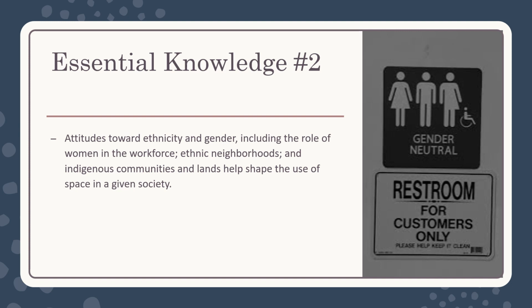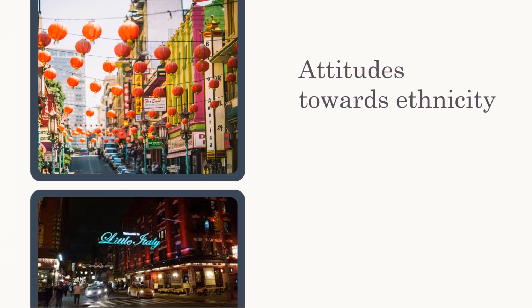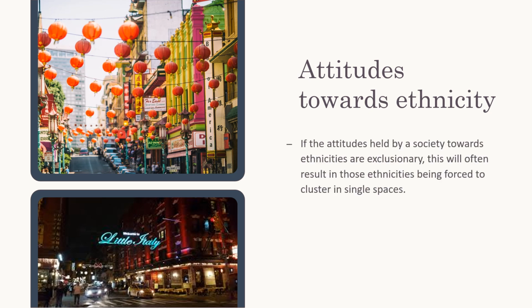Essential knowledge number two is that attitudes towards ethnicity and gender, including the role of women in the workforce, ethnic neighborhoods, and indigenous communities and lands, help shape the use of space in a given society. So when we think about attitudes towards ethnicity, the easiest way for us to see this in the landscape is if we have attitudes towards an ethnicity that are exclusionary, that will often result in those ethnicities being forced to cluster in single spaces.